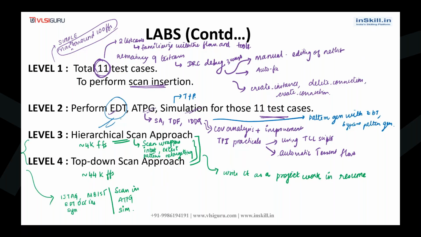And level 4 projects are nothing but the top-down scan approach. In level 3 and level 4 projects, the complete flow will be covered: JTAG, MBIST insertion, EDT and OCC insertion, synthesis, scan, ATPG, simulations. Everything will be covered.